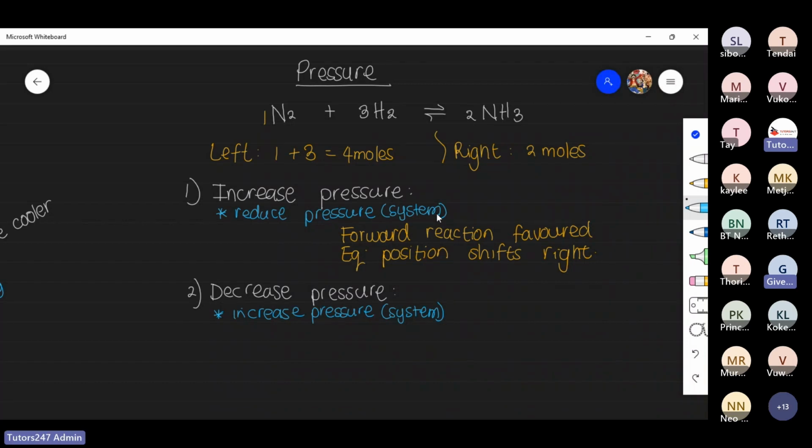Okay, so how do we increase the pressure? We favor the reaction that moves to the greater number of moles. So which side has the greater number of moles? The right is 2, the left is 4. So we are going in reverse. We need to move to the left because that side has greater number of moles. So the reverse reaction will be favored.